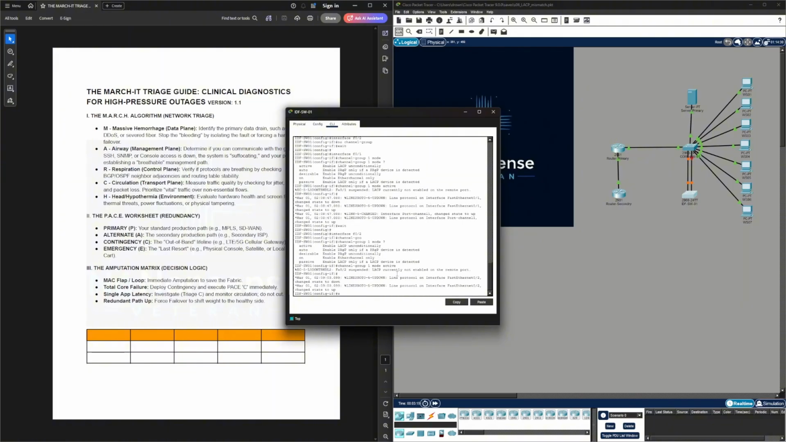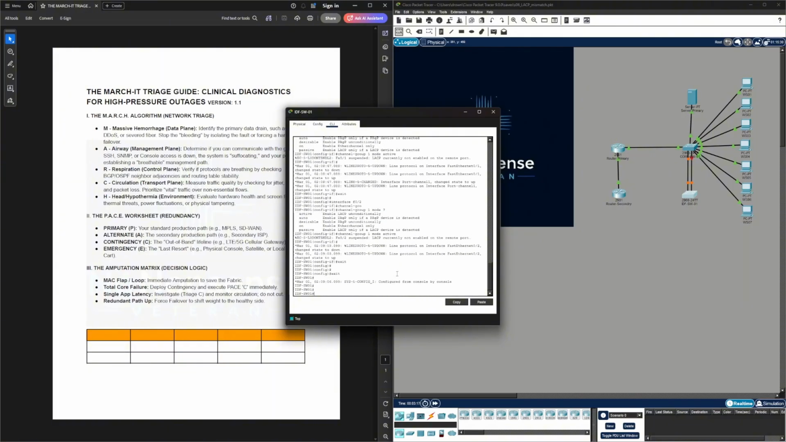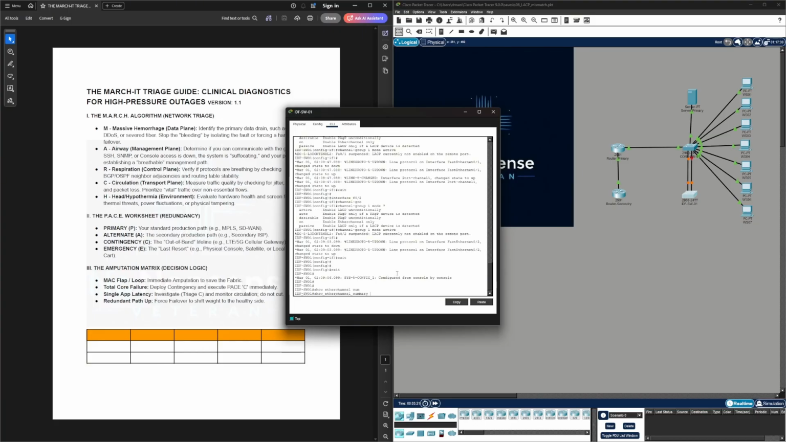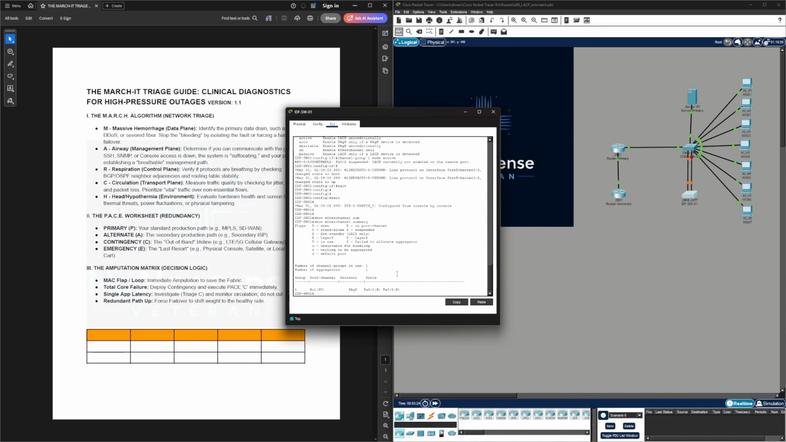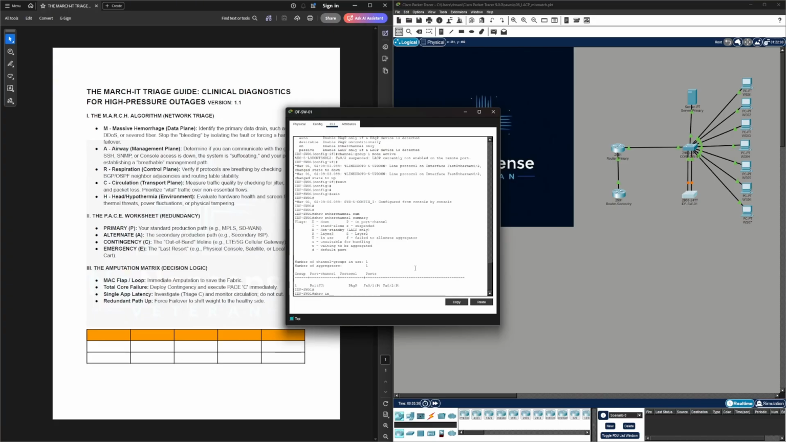Immediately verify the vitals. Show etherchannel summary. We have a P. The ports are bundled. We check show interface status. Port channel 1 is connected. Respiration is restored. We write memory to lock it in. The patient is stabilized.